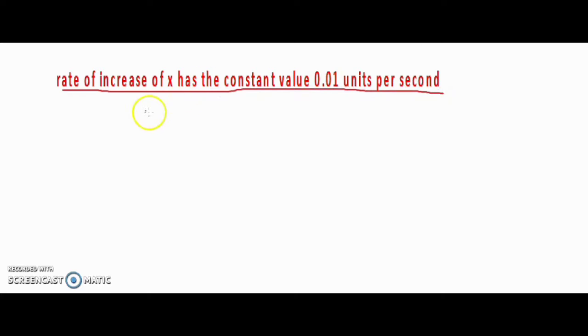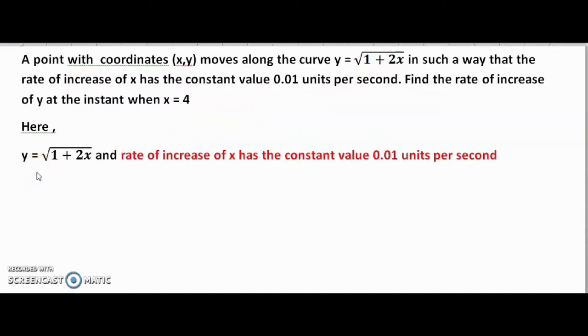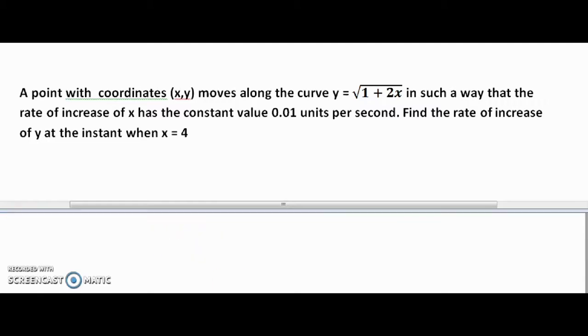Okay, that is very important. So the rate of increase of x has a constant value. That means the rate of increase is a constant value. How is x increasing? Based on the increase of time. That is dx by dt, which is equal to 0.01, isn't it? Okay, so we have to standardize the equation as y is equal to (1 plus 2x) the whole raised to 1 by 2, and dx by dt is 0.01.